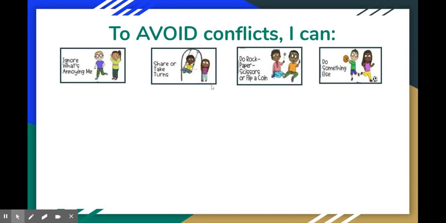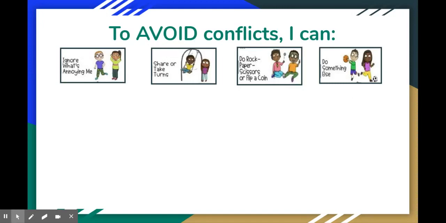You all know about sharing and taking turns. That's a definite way to avoid a conflict. This might have gotten really tricky lately when multiple kids in the same family are having to do e-learning, and maybe there's only one device or 2 devices in the home. There's a lot of taking turns and sharing going on. As frustrating as it might be, that's a good way to avoid conflicts, is taking turns. You might even do something silly like do a rock, paper, scissors or flip a coin. Sometimes that's the easiest thing to do to avoid a conflict.